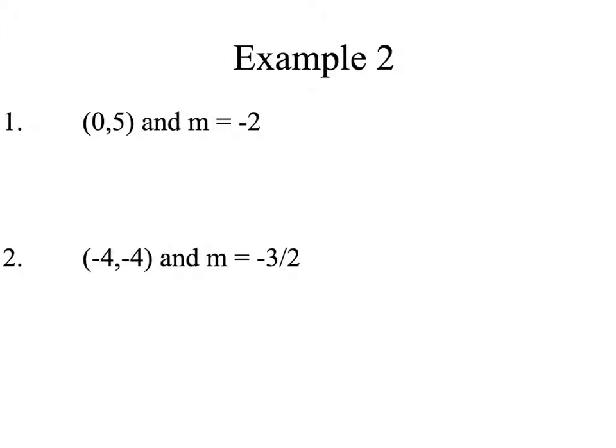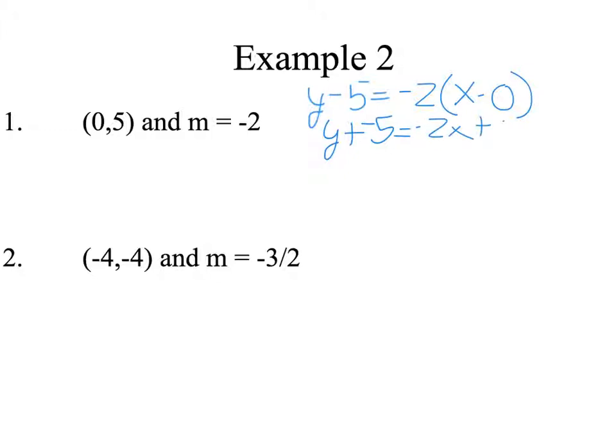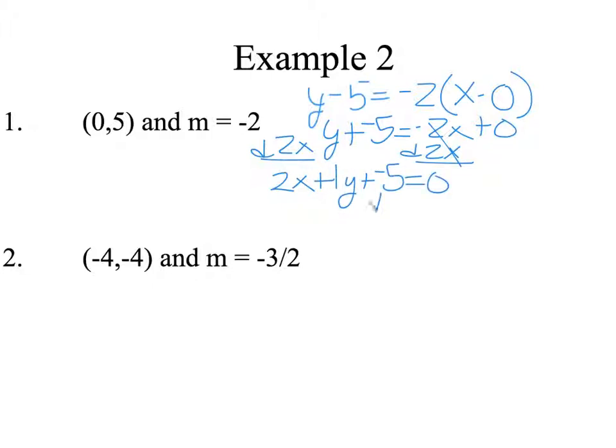Now that you've had a chance to try them on your own, you're going to start with point-slope form, so y minus 5 equals negative 2 times x minus 0. Distribute through the parentheses, so plus negative 5 equals negative 2x plus 0. Add 2x to each side. 2x plus 1y plus negative 5 equals 0. You have to keep the 0 there. We have to keep something on each side of our equal sign. So our final answer for the first one is 2x plus 1y equals 5.